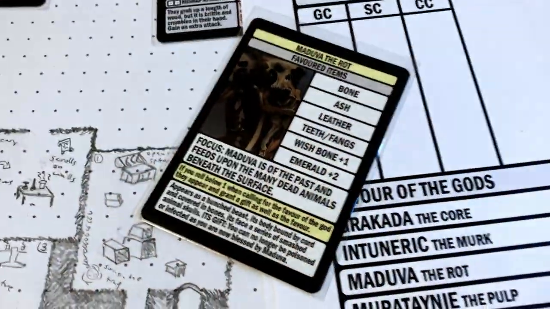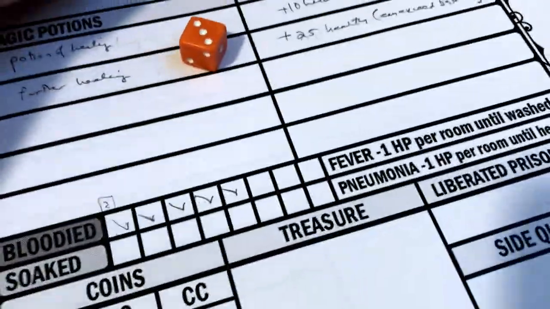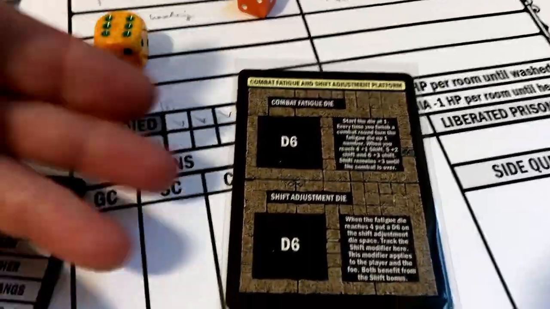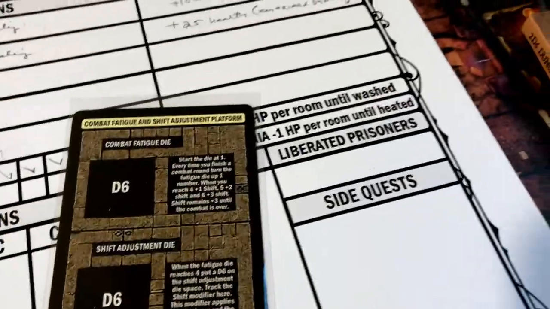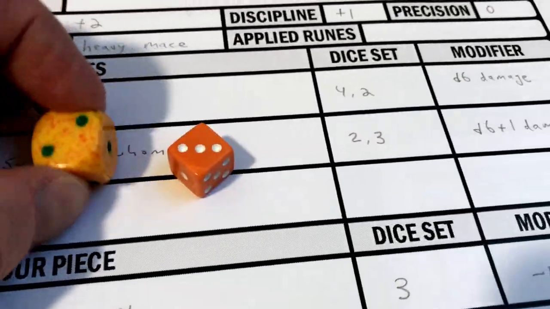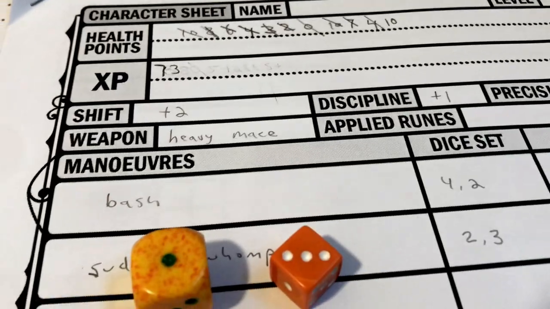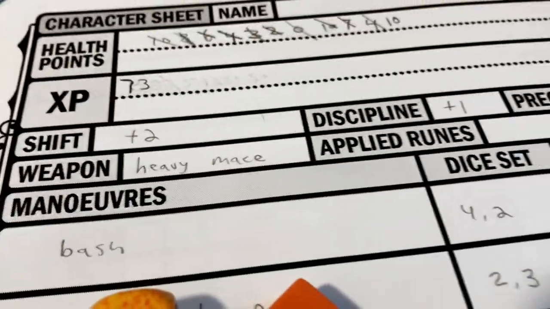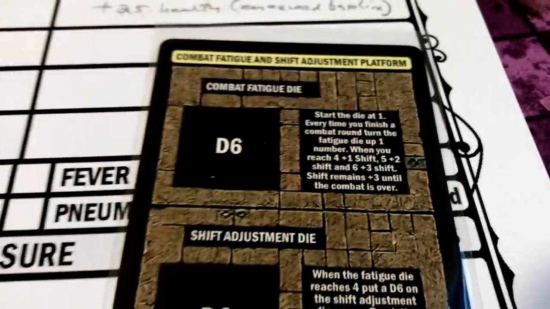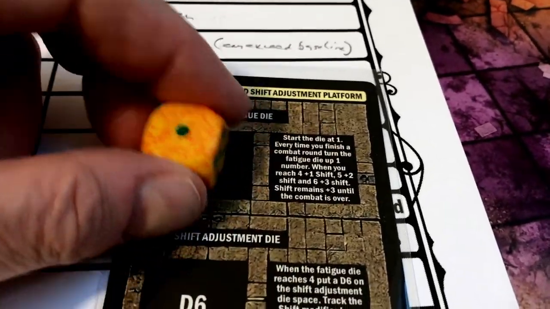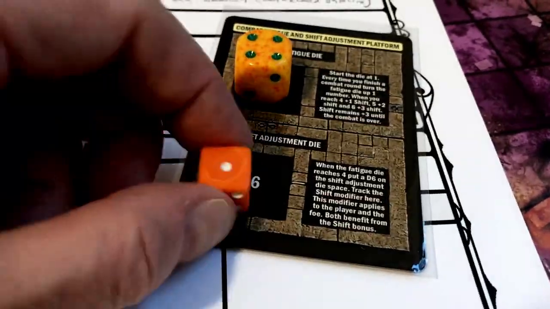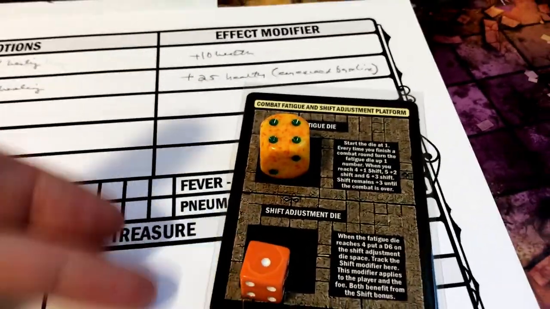How do I feel so far? The combat with the modifiers and the shift, this is the basic mechanic of the game: you are attempting to roll some numbers for your dice set, and you can manipulate the dice to get those numbers based on the shift number that you have. And in order to ensure that combat ramps up in excitement and draws to a conclusion, as you go through the combat, you are ticking up this combat fatigue die. And once you get to four, you start to add in shifts. So both you and your adversary get shifts.